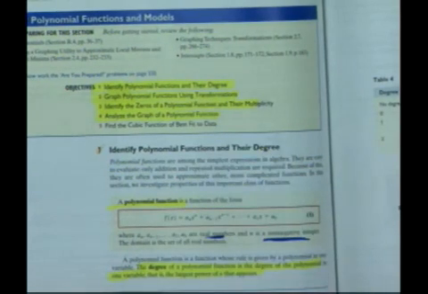How do you get a 0 degree polynomial? Give me an example. If the exponent is 0. If you have an x to 0, so you might have a number like y equals 7. You could write that as y equals 7x to the 0, so that would be a 0 degree polynomial.